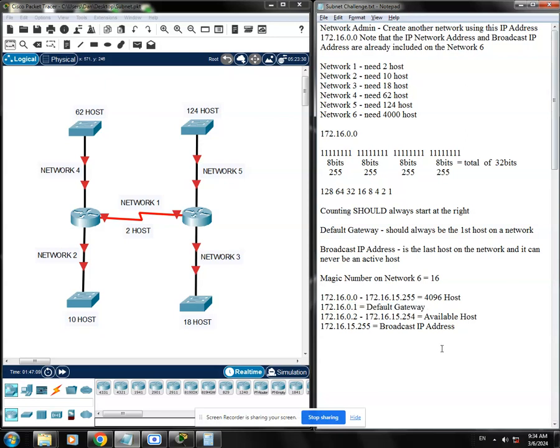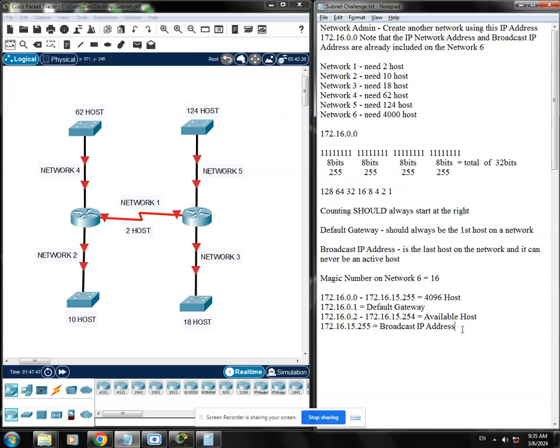The available hosts that we can use are 172.16.0.2 up to 172.16.15.254. These are the available hosts that we can use. And the broadcast IP address is the last IP address on the network. The last IP address on this network is 172.16.15.255. So that's the broadcast IP address.